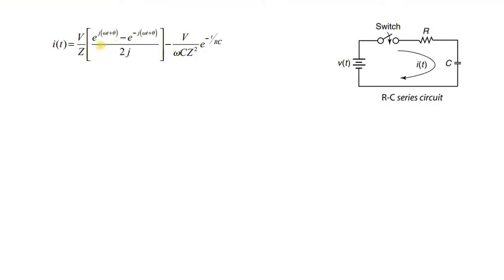We know that e power jx minus e power minus jx divided by 2j is replaced by sin x. Instead of x, here the term omega t plus theta is present, so it is sin of omega t plus theta. If I take the inverse Laplace transform, it looks like this. This is nothing but my i(t).